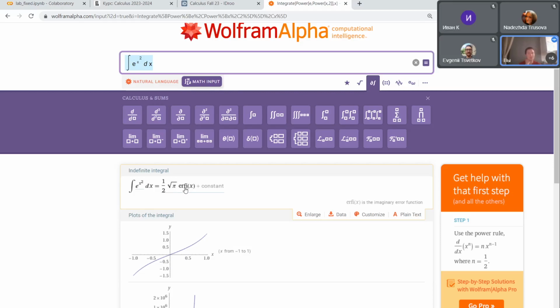You just need some specific function, named erfi. Yes, you need some specific function to write the value of this integral. Formally, here you can see that the integral of e to the power of x squared is some constant multiplied by a specific antiderivative of e to the power of x squared.